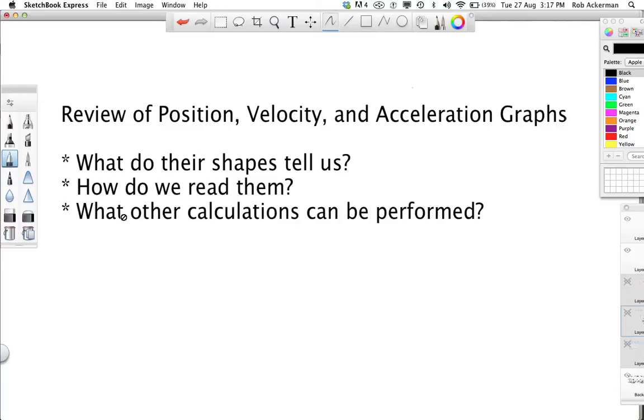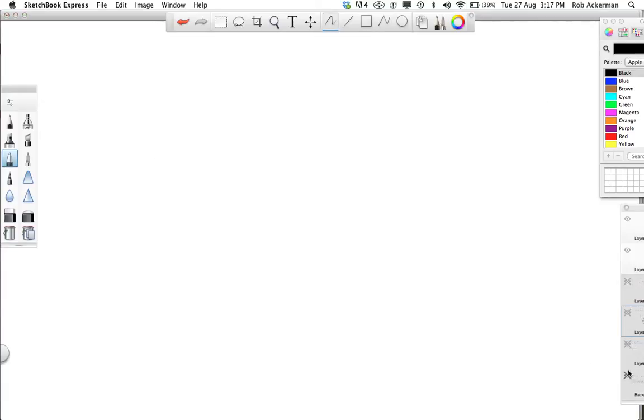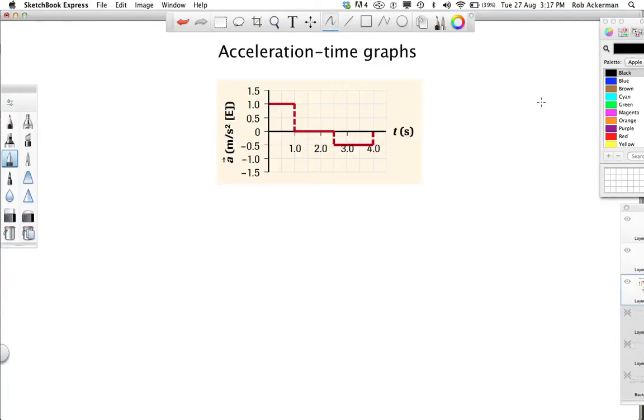And then I'll talk to you about the other calculation that can be performed. So getting back here, let's get started. Okay, first of all, what is this telling us? The acceleration measured in meters per second squared east: this object accelerated at a rate of 1 for about a second. And then its acceleration suddenly dropped to 0 for an entire second and a half. And then it experienced an acceleration in the negative direction, negative east, which would be westward acceleration for an extra second and a half. So let's write that in.